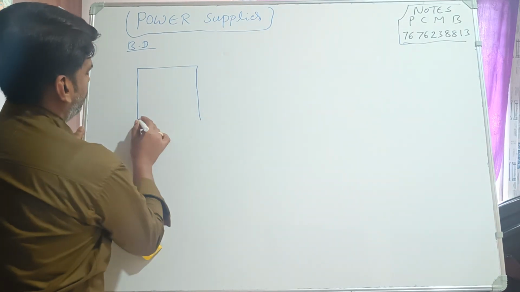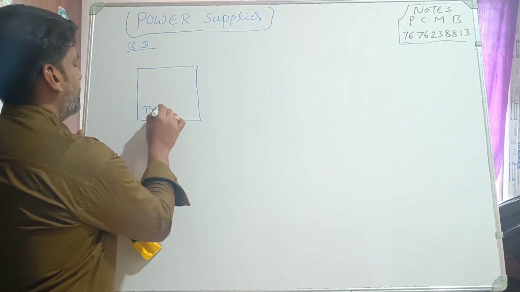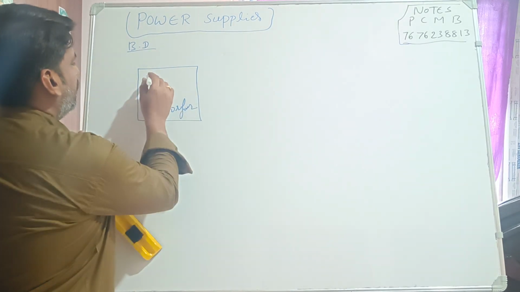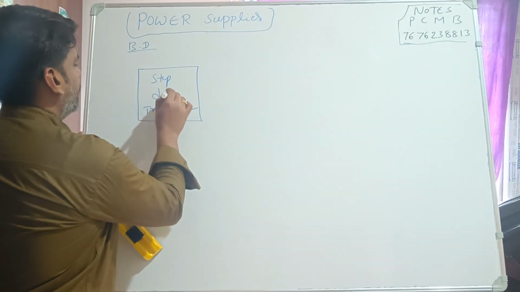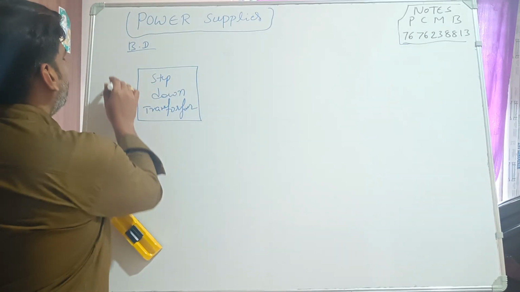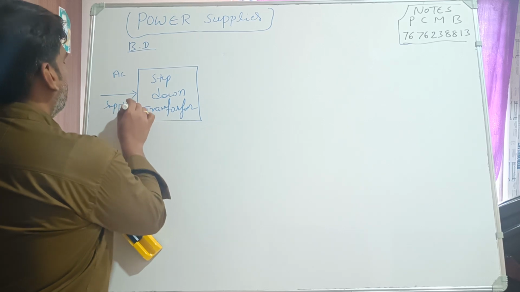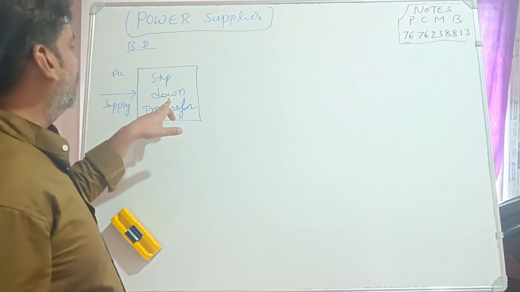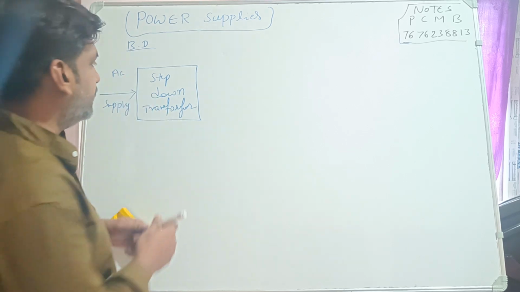In the first block, we will consider a transformer. It is not just a transformer; we can call it a step down transformer, right? What is the job of a step down transformer? It is going to take the AC supply and convert it into AC again, but it is stepping down the voltage that it had at the beginning. That is the first.